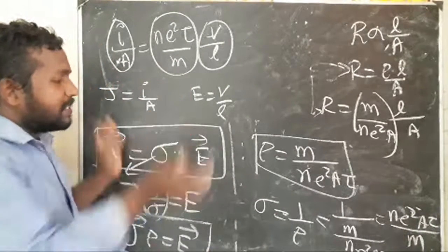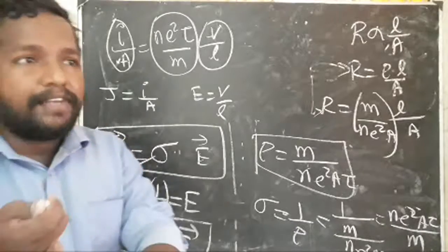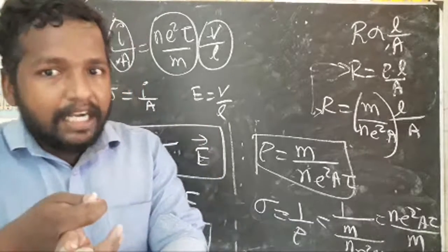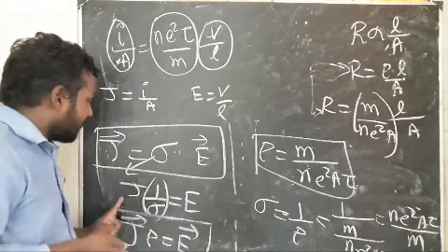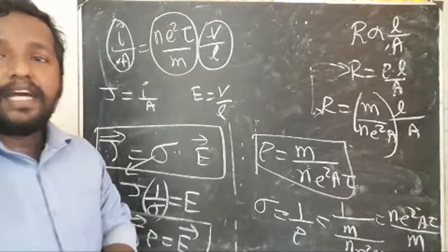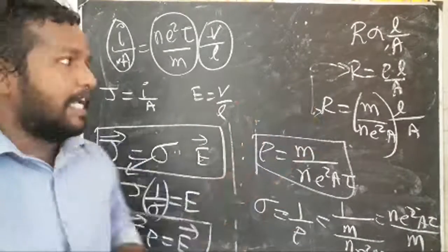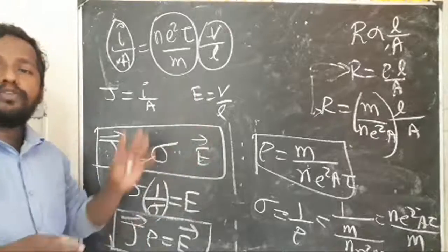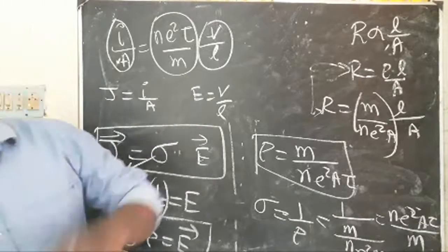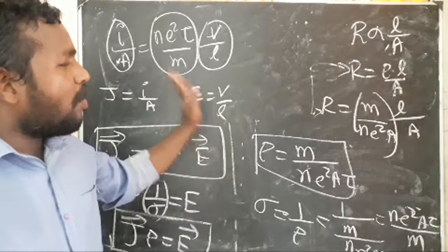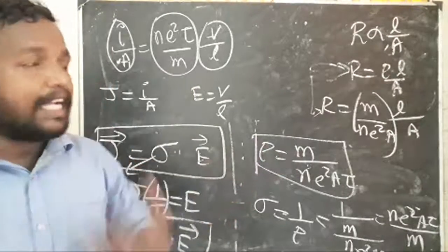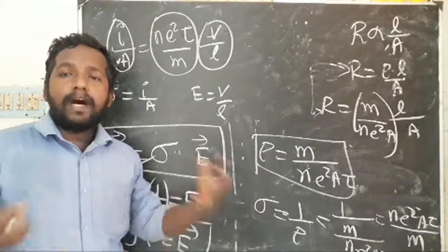So from this we got the resistivity equation, the conductivity equation, the relation between current and drift velocity, and the relation of current density and electric field. These are the concepts we learned. It's a very lengthy concept and also a very important concept, where we are going to use all these formulas. Any of the formulas they can relate with some concept, they will be asking the numericals.